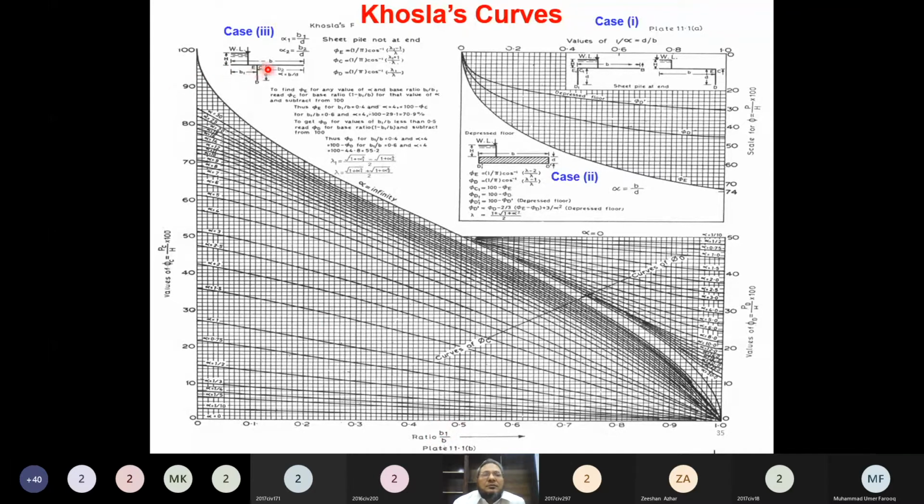Both are basically horizontal dimensions of the concrete structure, and these are the values for phi C and these are the values for phi D. So this is point D and this is point C. For any value of B1 over B, let's say 0.4, you also have to compute the value of alpha. The equation of alpha we already know, which we discussed previously, and you may also find it here somewhere.